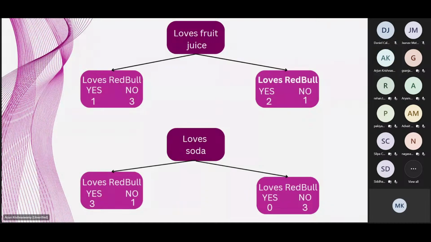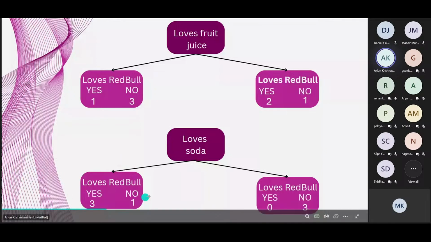If we start off with loves fruit juice, of all the people who love fruit juice, three of them don't like Red Bull. One person likes Red Bull. And of all the people who don't like fruit juice, two of them like Red Bull. One doesn't like Red Bull. Just a reminder, as I mentioned, the convention here is if this is true, we move to the left. If not, we move to the right. And if we use loves soda as the root node, out of all the people who love soda, three of them love Red Bull and one person doesn't. And interestingly, all the people who don't love soda also don't like Red Bull.